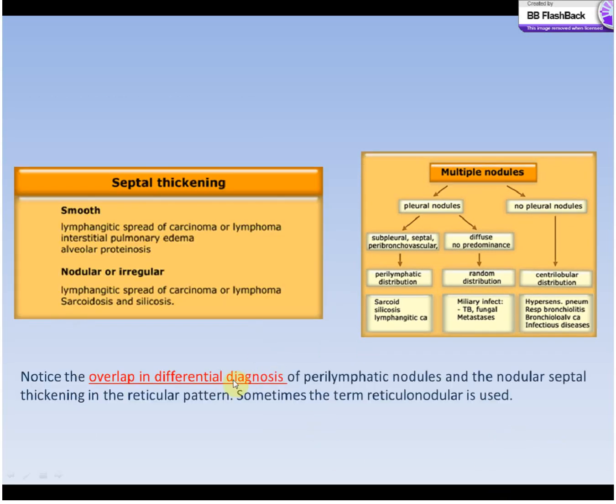And again, just to highlight, there is an overlap in the differential diagnosis between perilymphatic and nodular septal thickening, as outlined. And that's why there is certain terminology used by radiologists or clinicians when seeing this pattern of overlap, and they call it reticular nodular.